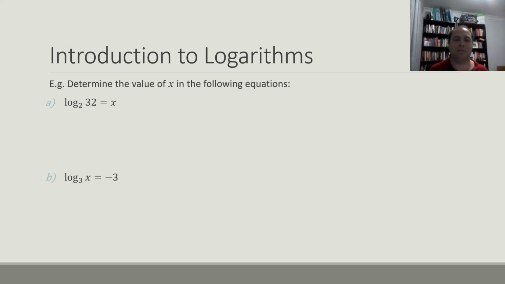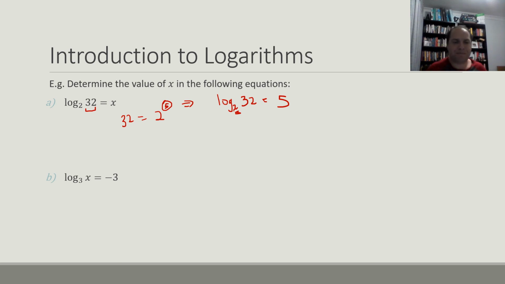Right, our final examples, let's determine the value of x in the following equations. So we've got here 2 to what power gives us 32? Alright, well that's 1, 2... So 32 equals 2 to the power of 5. So when we get to our logarithm, log base 2 of 32, 2 to what power gives us 32? Well, we just worked it out. It was our power, 5.